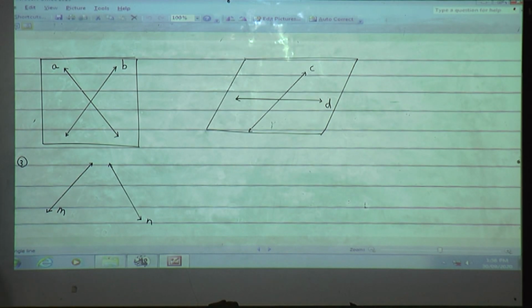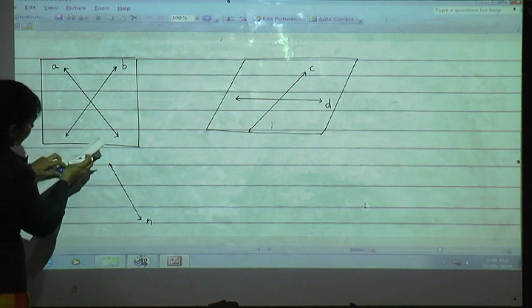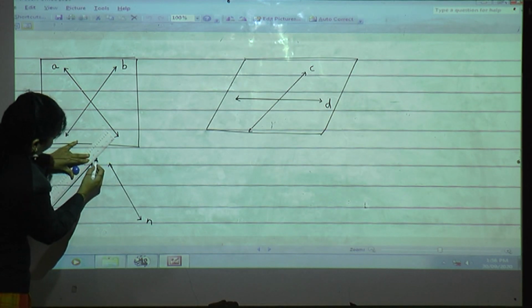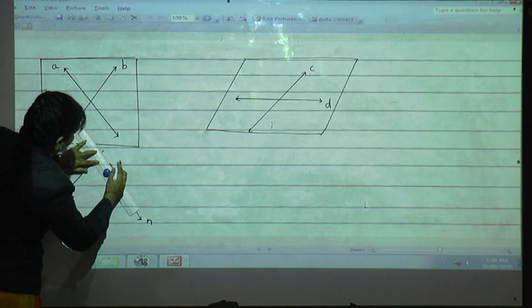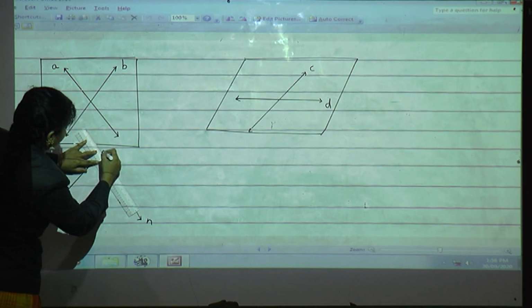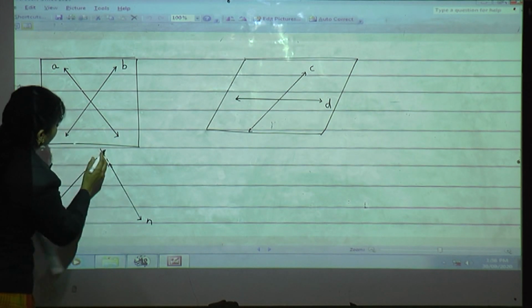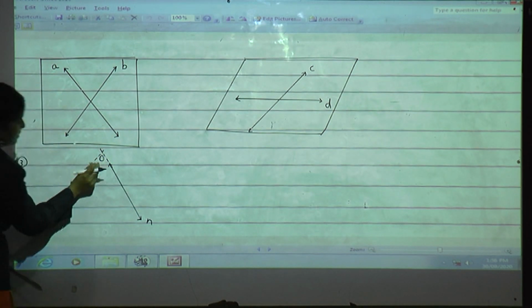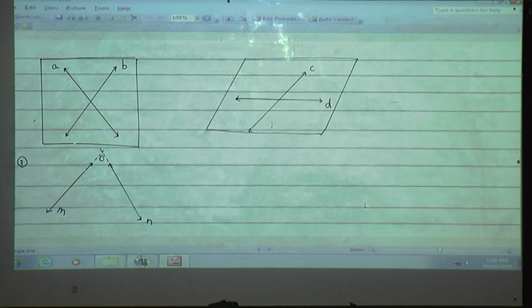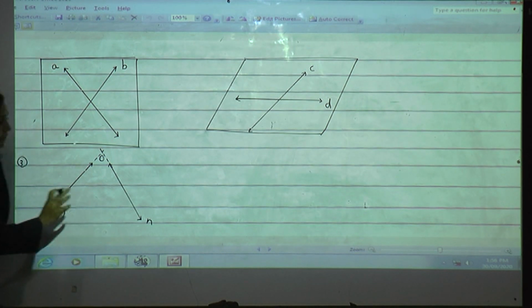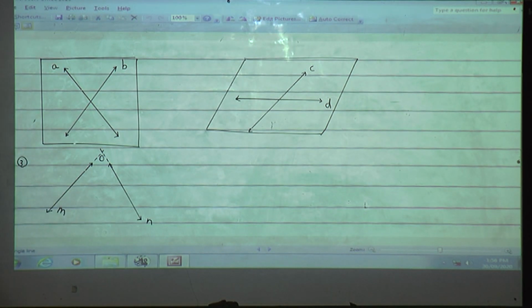Yes, they are intersecting lines, because when we extend these lines, they are going to meet each other here, at point O. So these are the intersecting lines. Now you have understood intersecting lines? Yes. We will see our next point.